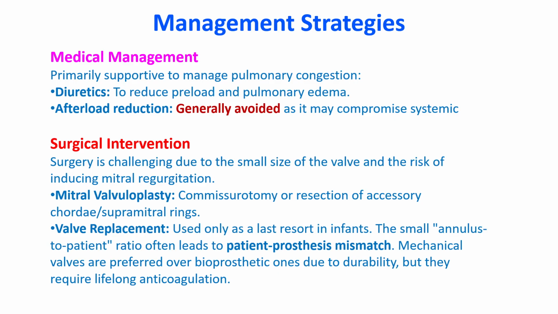Commissurotomy or resection of accessory chordae and supramitral rings may be considered. Mitral valve replacement is used only as a last resort in infants. The small annulus to patient ratio often leads to patient prosthesis mismatch.